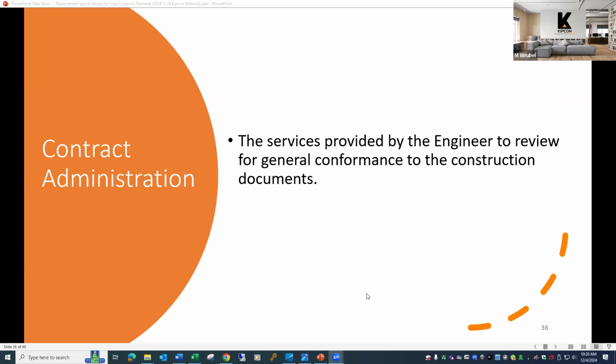Okay, so let's move into contract administration. Again, if the engineer is involved in contract administration services, it's not to tell the contractor how to construct it or what to do. It is for the purpose of comparing what is being constructed to the specifications, which are part of the contract. This is what the contractor agreed to build. Are they actually building that?